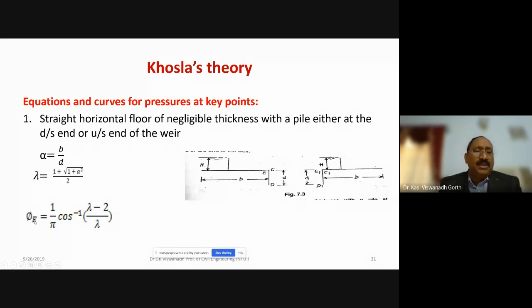Phi E, the pressure at point E, will be equal to 1 by pi cos inverse of (lambda minus 2) by lambda. Lambda is obtained from here. Lambda is a function of alpha. Alpha is B by D, the pile thickness as well as the length of the horizontal floor. So knowing those two things, 1 by pi cos inverse of (lambda minus 2) by lambda gives you the pressure at point E, phi E.